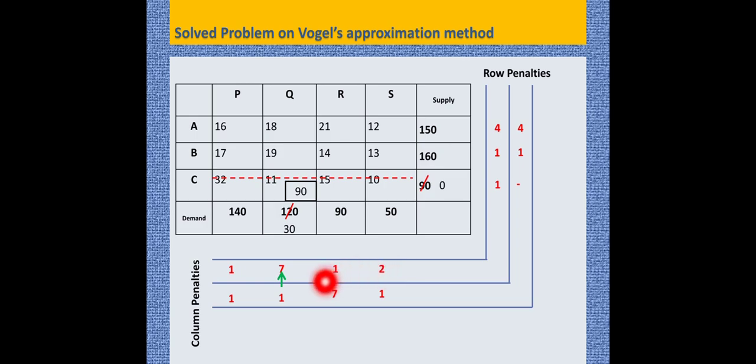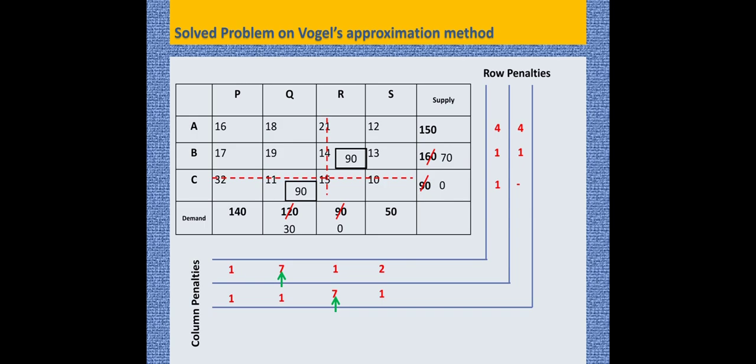Okay. Here again largest penalty is 7, which corresponds to R column. So here least cost is what? 14. So we need to compare 90 and 160. So 90 is minimum. So I'll allocate 90 here. Next I have to reduce it from demand and supply. So 90 minus 90 is 0. And 160 minus 90 is 70 is remaining. Now I will strike off this particular column as no more allocations can be made as demand is met here.